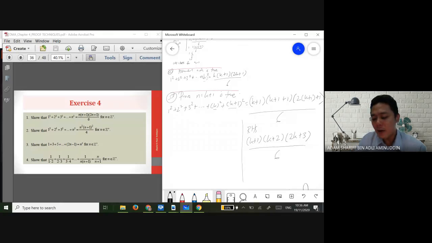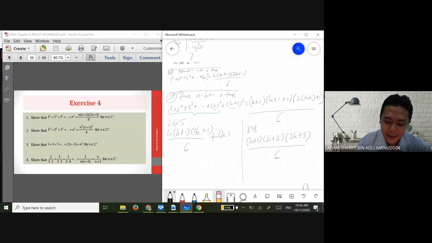The idea on how to show left hand side becomes the right hand side. Right now the left hand side is nothing like the right hand side. Therefore by using assumption 2, assumption 2 says this up to k squared equals k plus 1, 2k plus 1 over 6, plus k plus 1 squared.